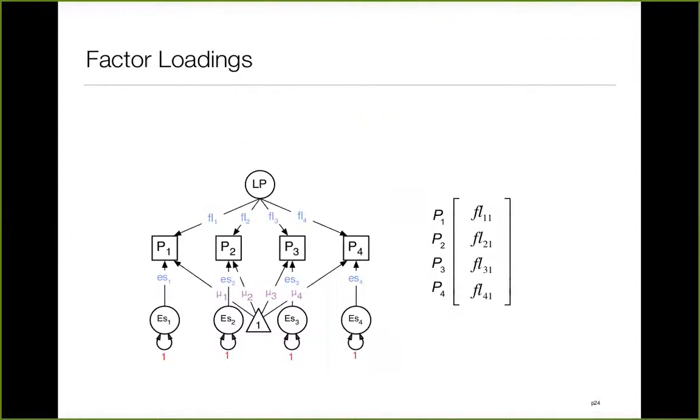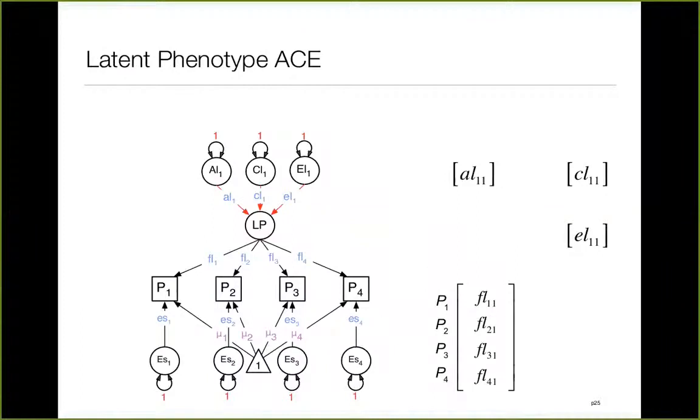Okay. Let's now change gears and return to the generic common factor model we covered at the beginning of this slide deck. We can think of the common factor as a latent phenotype or latent trait. And as such, we can biometrically decompose variance in the latent trait into additive genetic, shared environmental, and non-shared environmental components. The latent factors AL1, CL1, and EL1 that you see here are examples of higher order factors.